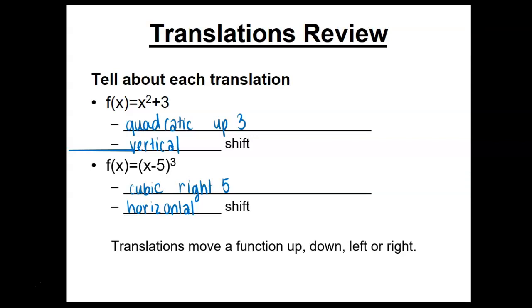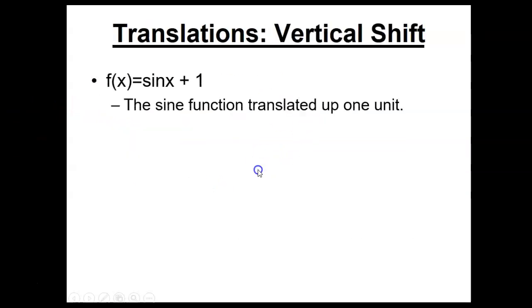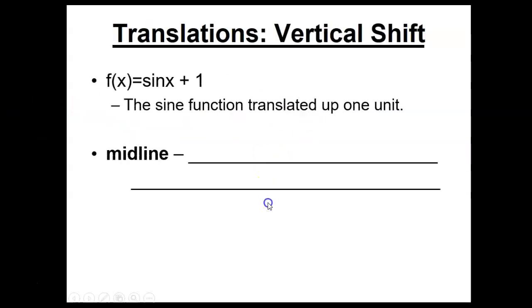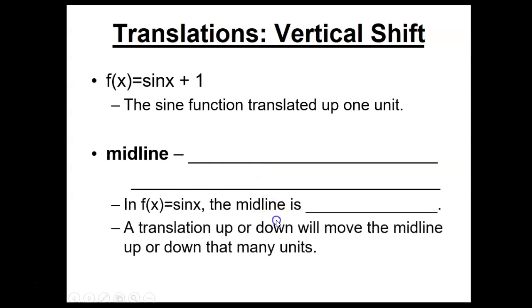And so translations move a function up, down, left, or right. All right, we've done all of that stuff before. So now let's look at how this applies to trig functions. So for example here, if I have sine of x plus 1, that plus 1 is not inside the parentheses. That's just going to translate that sine function up 1 unit.